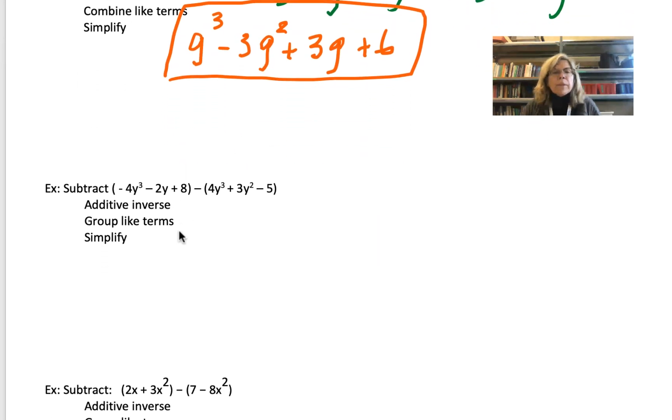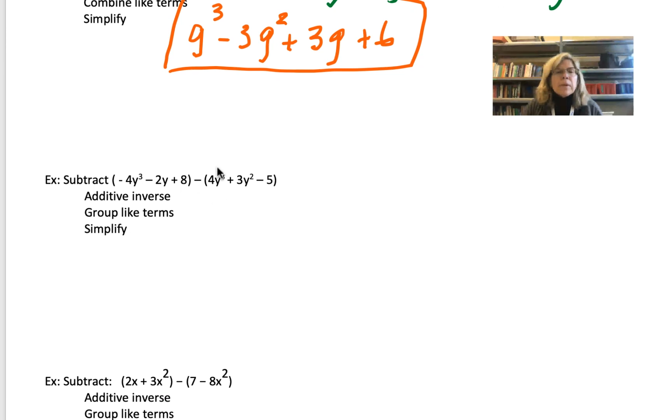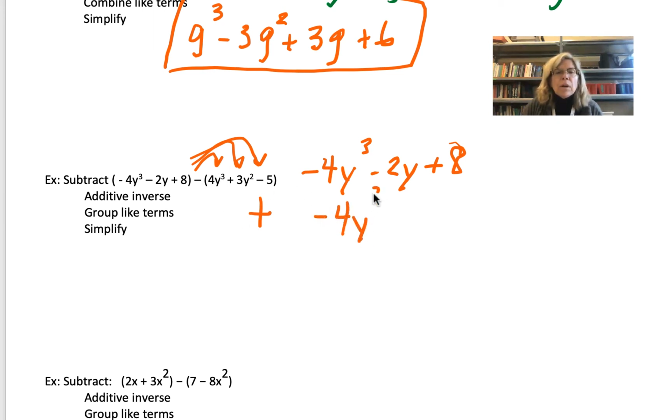Okay, here's another one. Now I'm going to distribute this again because I think it's easier for me to look at this way. So even if I do it one on top of the other, 4y cubed minus 2y plus 8, this is actually going to be a plus, and then we would say minus 4y cubed minus 3y squared. Okay, we don't have a 3y squared on the top. And then minus 5.